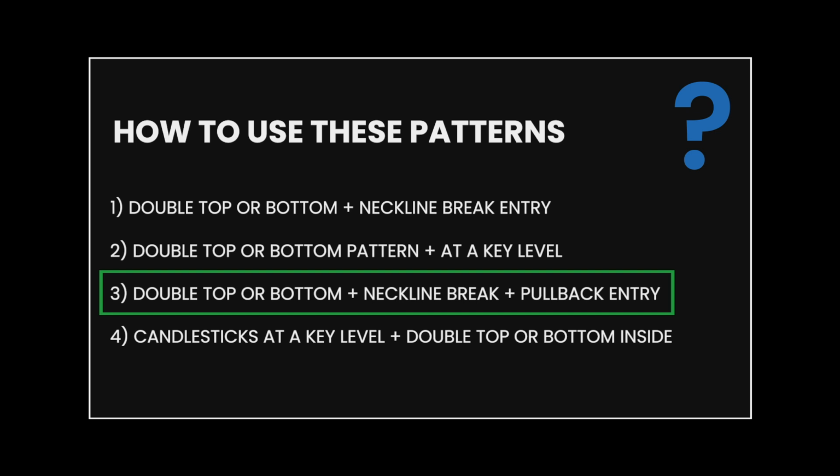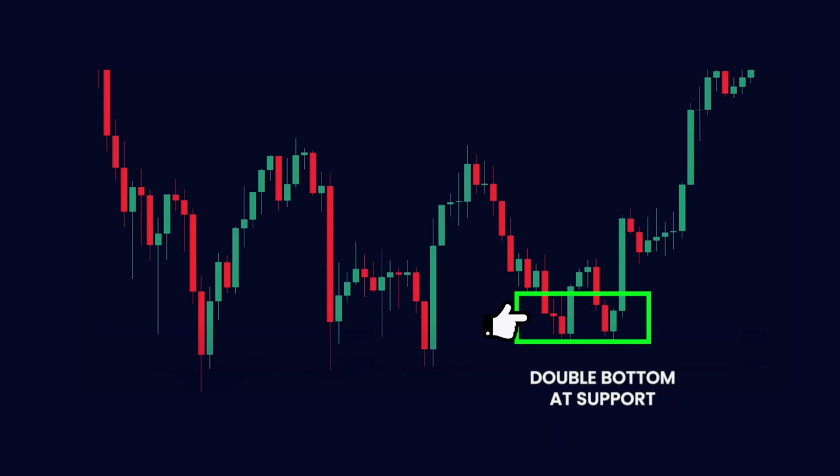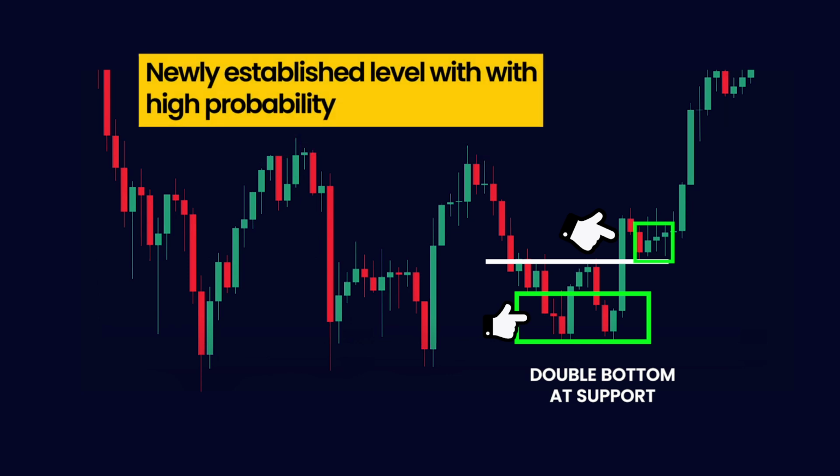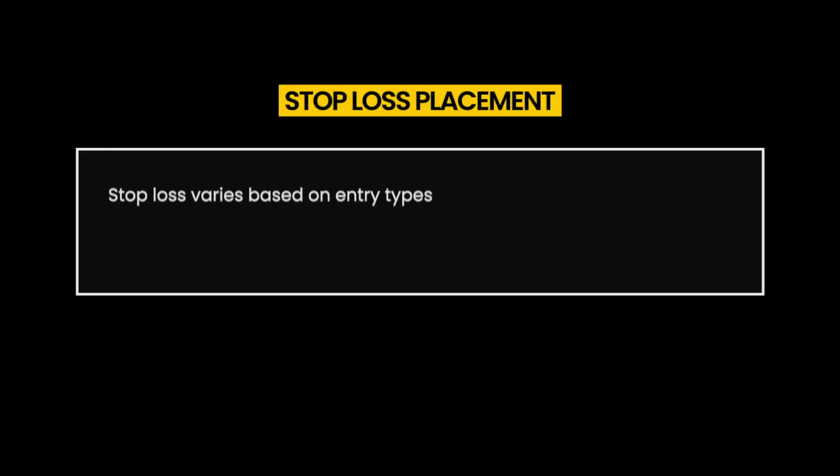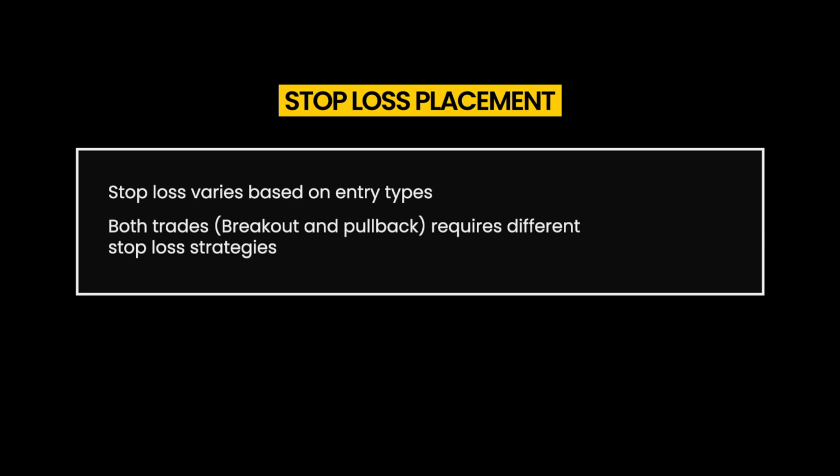Instead of entering on the breakout, waiting for a pullback entry. Returning to the Ethereum example, we see a double bottom with a neckline break. Instead of entering right away, traders could wait for a retest of the new support. This level had been established previously, making it a high probability entry. One crucial aspect is stop loss placement, which varies based on entry type. A breakout trade requires a different stop loss strategy than a pullback trade.